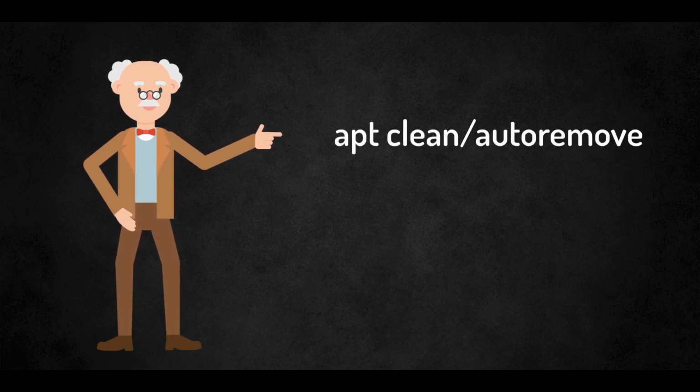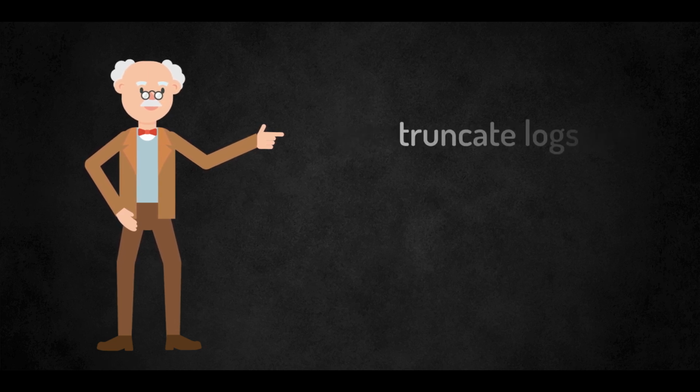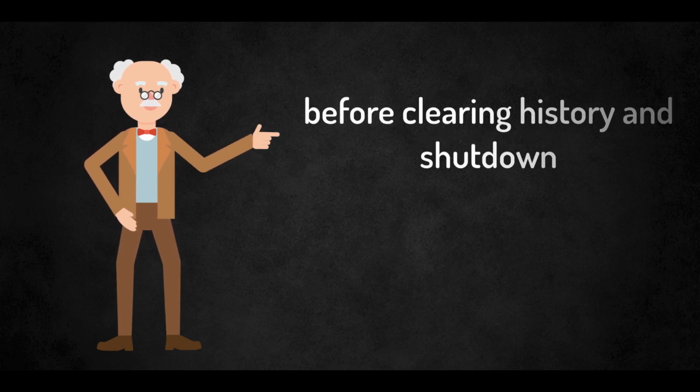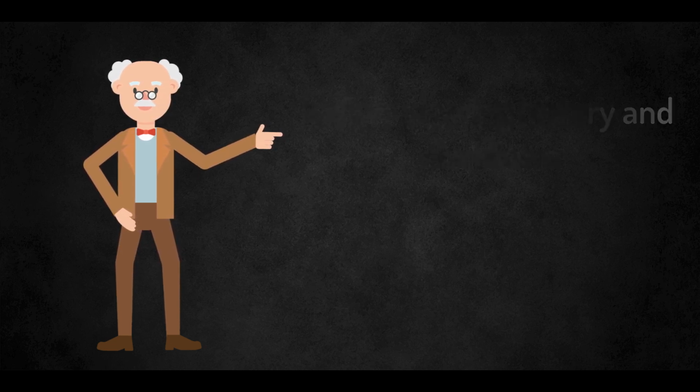We can then go through and make sure that apt is kept tidy by doing an apt clean and deleting any of the additional files under /var/lib/apt/lists. We can clear out all of our log files and truncate them. And finally, we can clear our history and shut down the system.